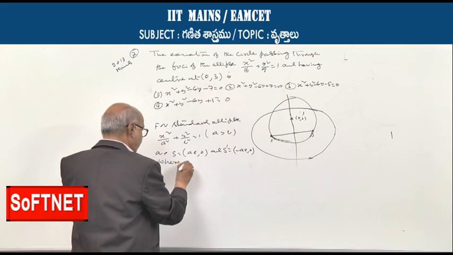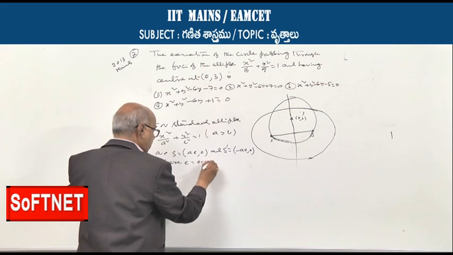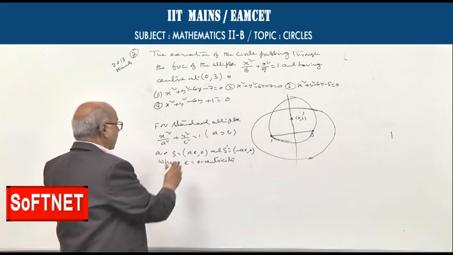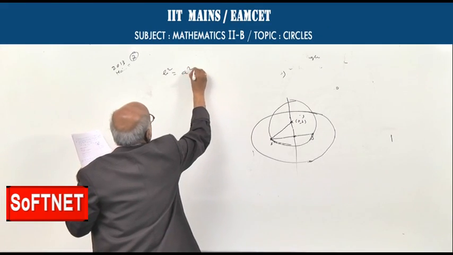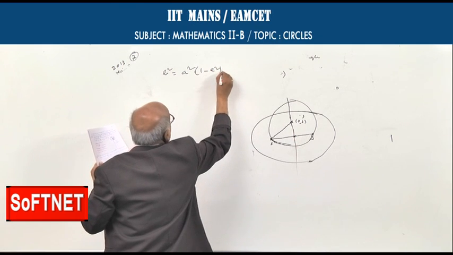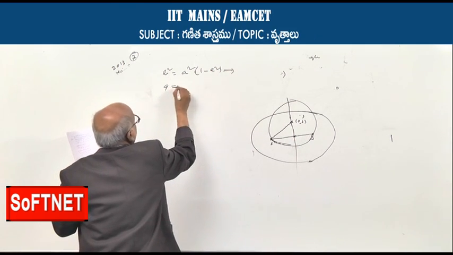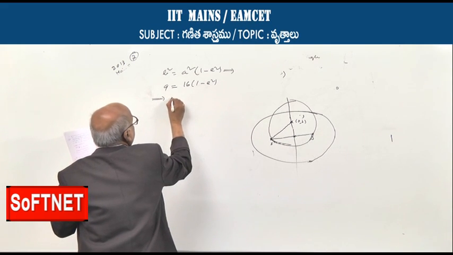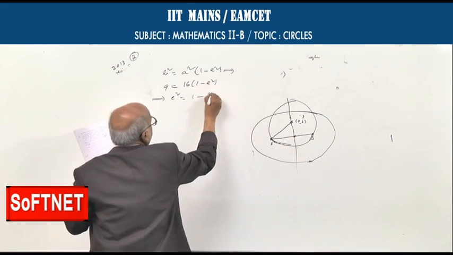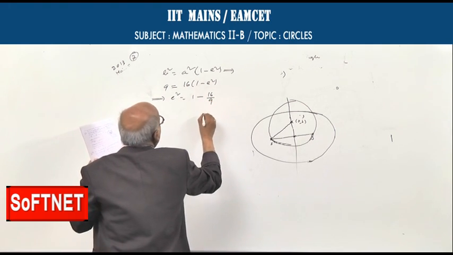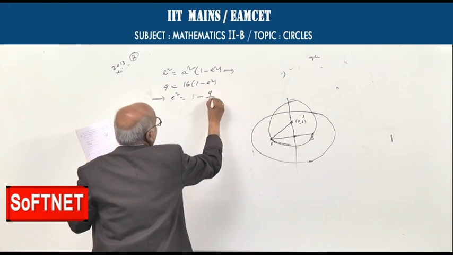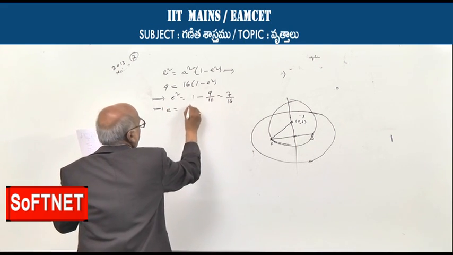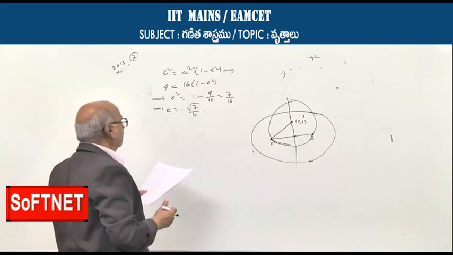E is the eccentricity of the ellipse. Now, we know that b square is equal to a square into 1 minus e square, which implies 9 is equal to 16 into 1 minus e square, that implies e square is equal to 1 minus 9 by 16, which is equal to 7 by 16. So, e is equal to root 7 by 4.